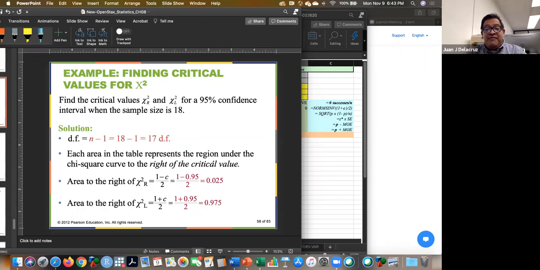So the 2 critical values that we are going to be looking up in the table are determined by this, right? On the one side, to determine the area to the right of the chi-square right, we are going to use 1 minus the confidence level divided by 2, and to determine the area to the right of the chi-square left, we are going to use 1 plus the confidence level divided by 2.